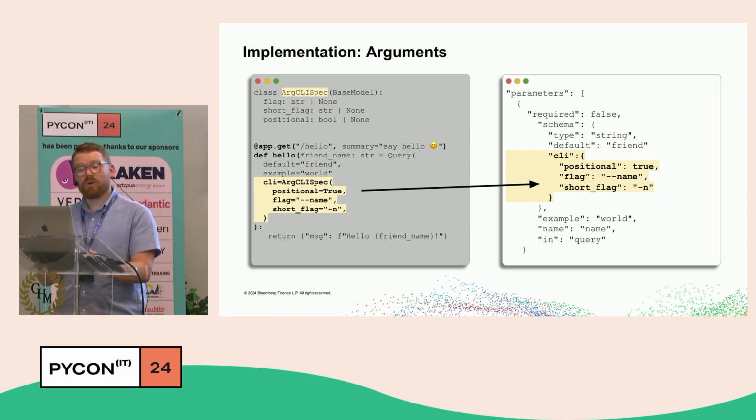So just like the endpoint CLI specification, we use Pydantic to define our model, add it to the argument declaration, and it shows up in the OpenAPI JSON where it can be consumed by the CLI.